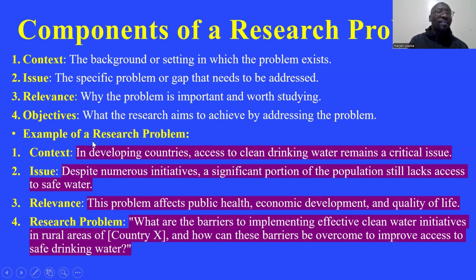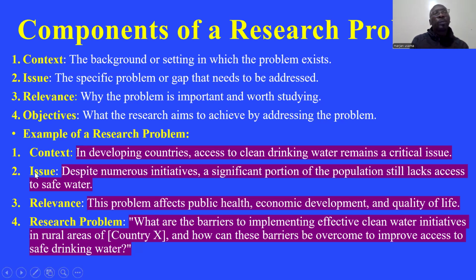So for an example of a research problem, look at this. Context: in developing countries, access to clean drinking water remains a critical issue. So here we've defined the context. What is the context? In developing countries. So that is where we are going to focus. That is where the problem exists.